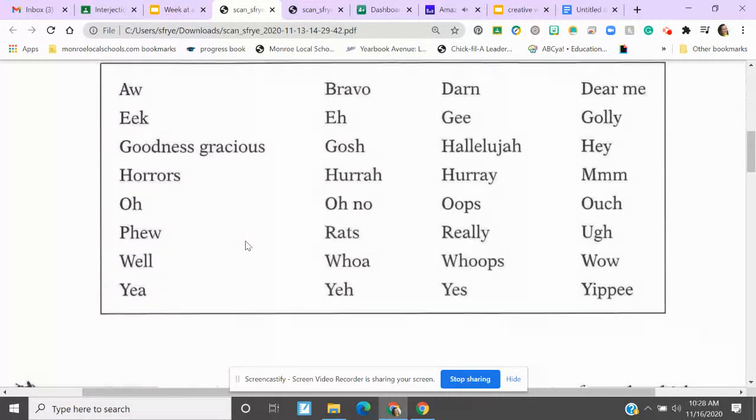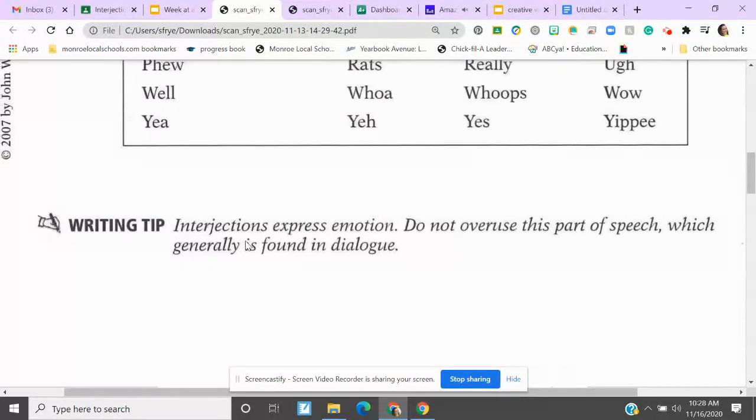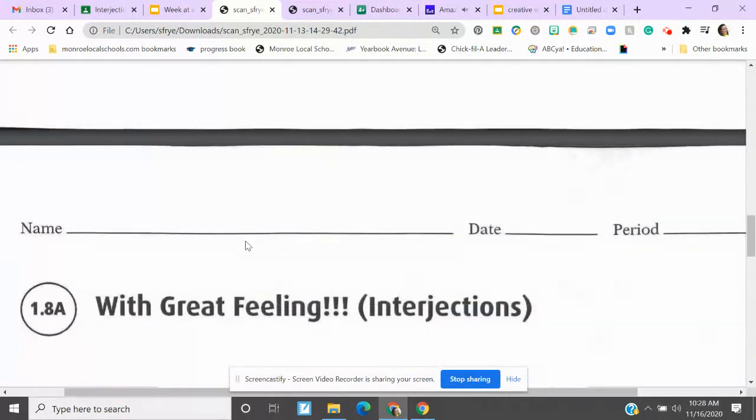So it makes sense. So we're going to practice. And there's about 15. 1, 2, 3, 4, 5, 6, 7, 8, 9, 10, 11, 12. I think there's one for everybody. Hallelujah, interjections.